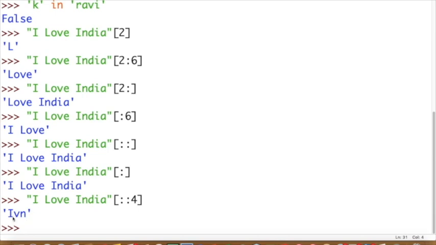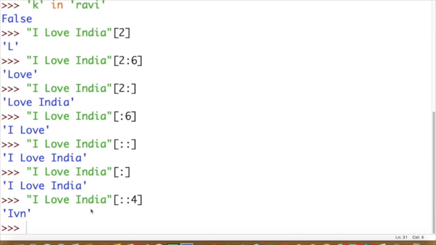So, starting from the 0th index, we have I, then we have to jump 4 letters. The jump here is 4, right? So, we have to jump 4 letters starting from I, 0, 1, 2, 3 and 4. The 4th letter is V. So, V is being printed here. Again, taking V, counting from V, 1, 2, 3, 4.